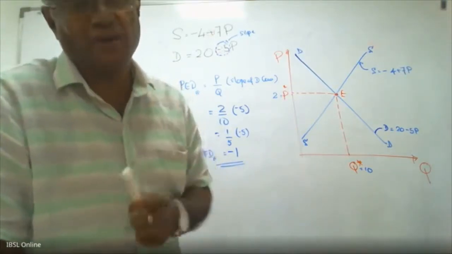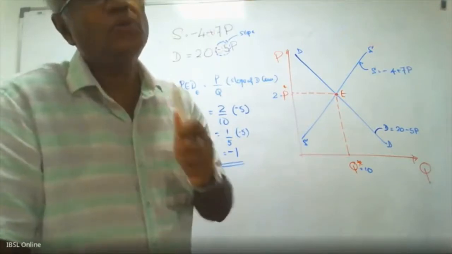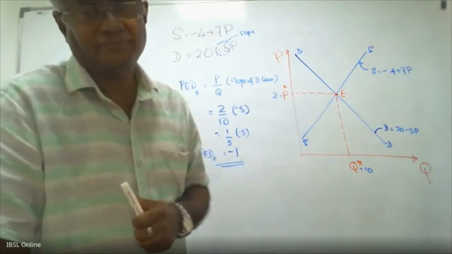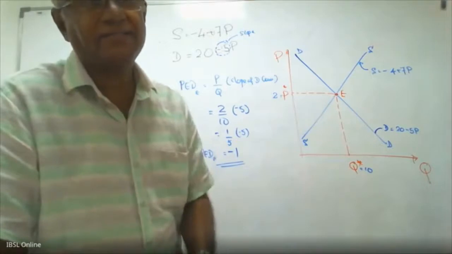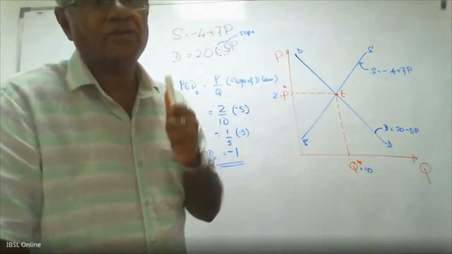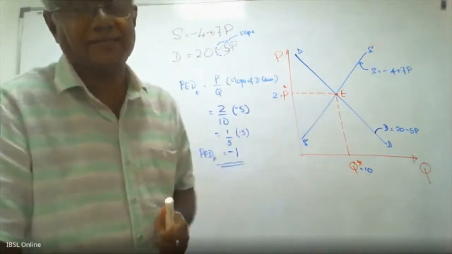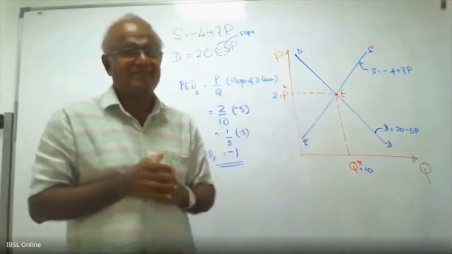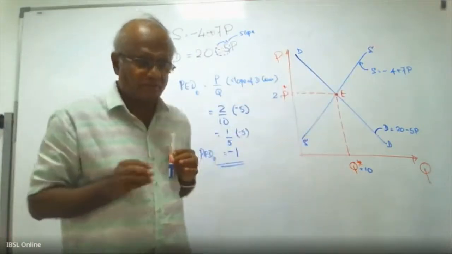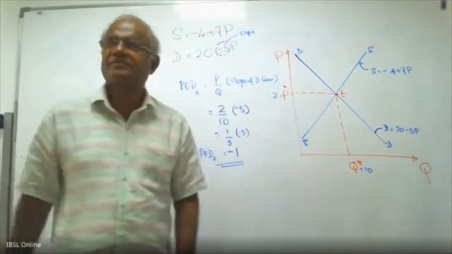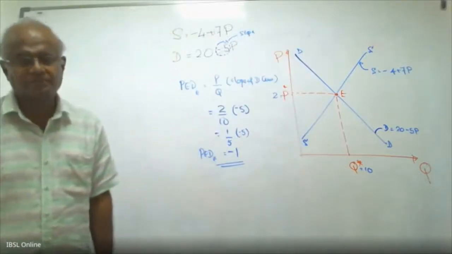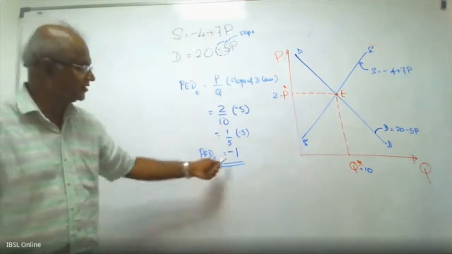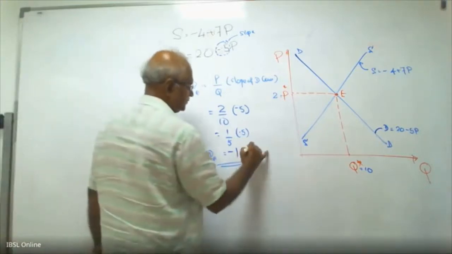Unitary elastic demand. Demand is unitary elastic. It is not inelastic or relatively elastic or relatively inelastic. This is unitary elastic. When price increases by 1%, quantity demanded decreases by 1%. If price decreases by 1%, quantity demanded increases by 1%. Unitary elastic demand.